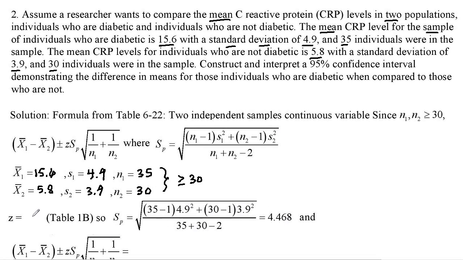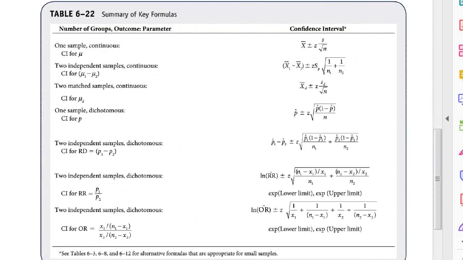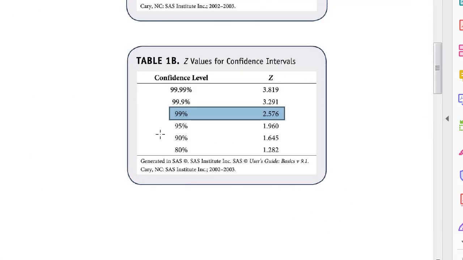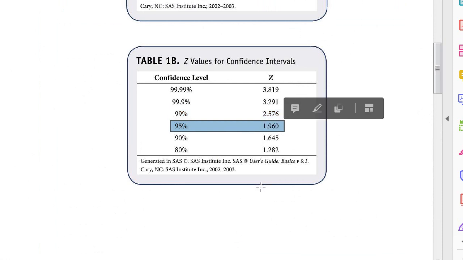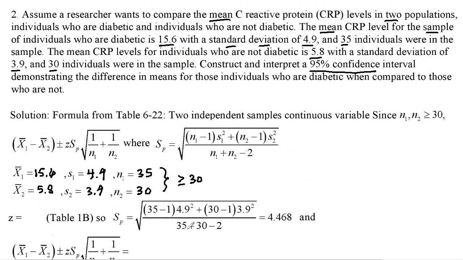And then we need a z-value that's going to go with 95% confidence here. So that's, again, table 1B. So we slip back there, table 1B. We wanted 95% confidence now, so that's 1.96. So z now is 1.96.